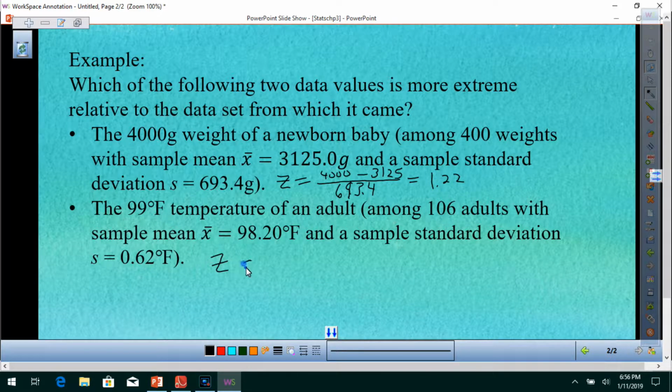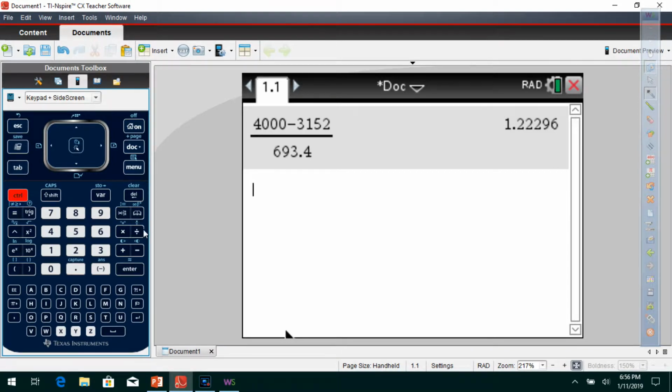Now let's check the body temperature. We're going to have 99 minus 98.2 divided by 0.62. Now, what do you think? Which one's further off? Control, divide, 99 minus 98.2 over 0.62. And we get 1.29.